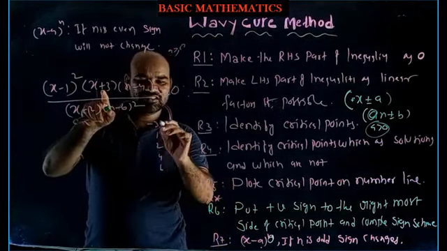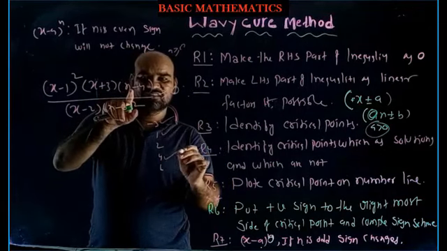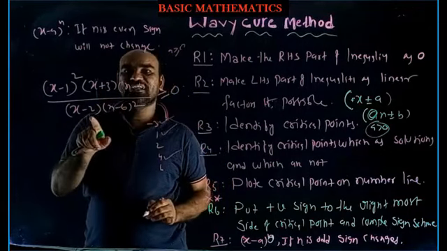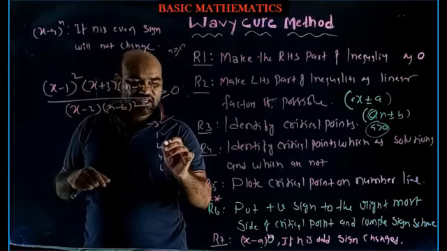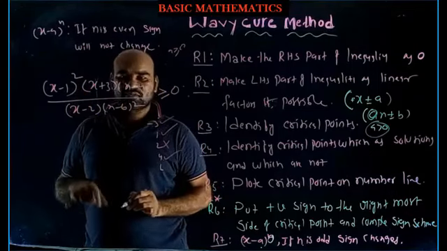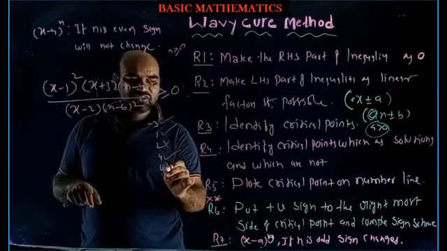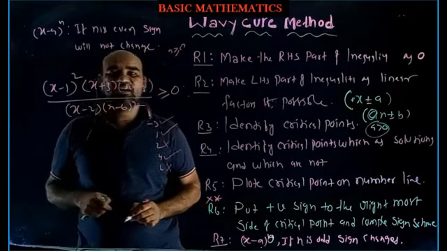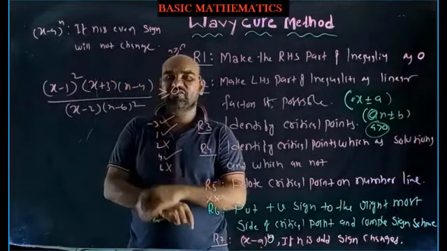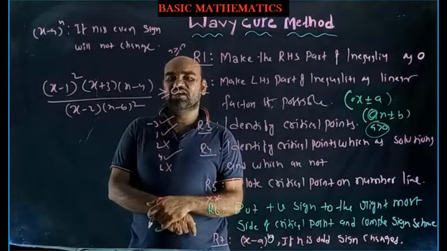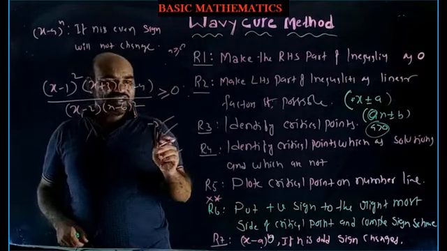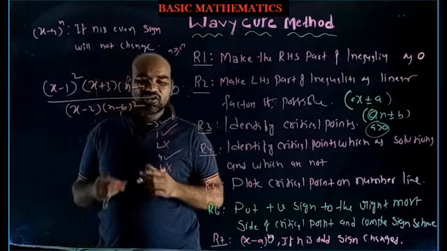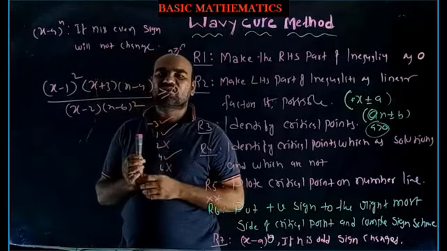Minus 3 satisfies. 4 satisfies. But 2 won't satisfy, since it is in the denominator, and something by 0 is not defined. So the critical point 2 is not a solution of the problem. 6 is not a solution of the problem. First of all, we identify the critical points. After identifying them, we determine which critical points give a solution and which do not. So minus 3, 1, 4 are solutions, and 2 and 6 are not solutions of the problem.